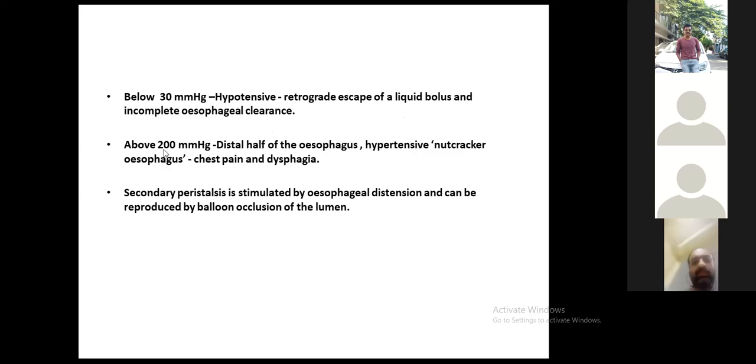In another way, whenever the pressure is more than 200 mmHg in the distal half of the esophagus, it's called hypertensive. That is clinically called nutcracker esophagus, in which the patient experiences chest pain or dysphagia whenever he consumes food. And the secondary peristalsis is stimulated by the esophageal distension and can be reproduced by balloon occlusion in the lumen through the manometric method.